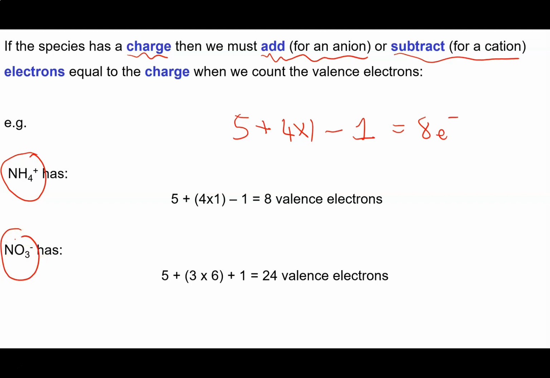For an anion, it's a similar thing, but now we're going to add 1 electron for every negative charge. So again, we get 5 for the nitrogen, 3 times 6 for the oxygens because they're in group 6, and then we add in an extra electron for the 1 negative charge, and that gives us 24 electrons. So just a tiny little thing to be aware of if you're doing this for a polyatomic ion.